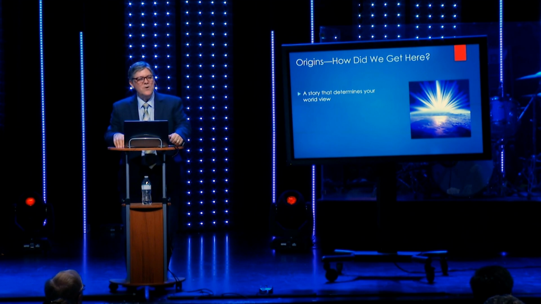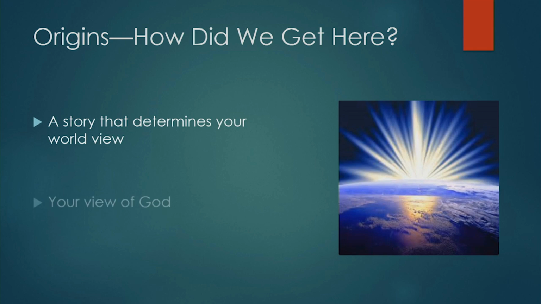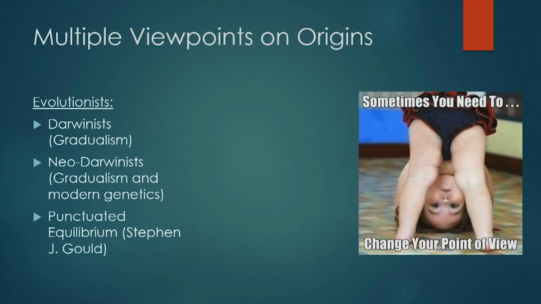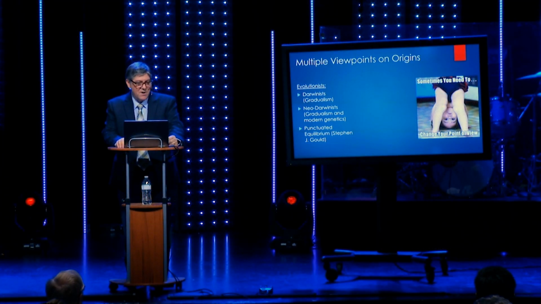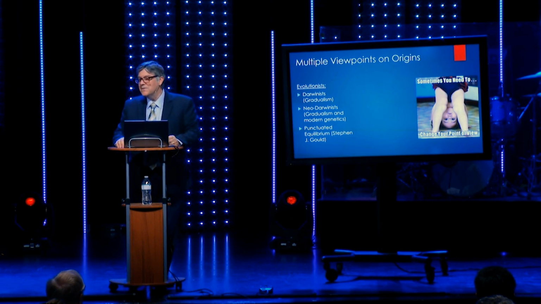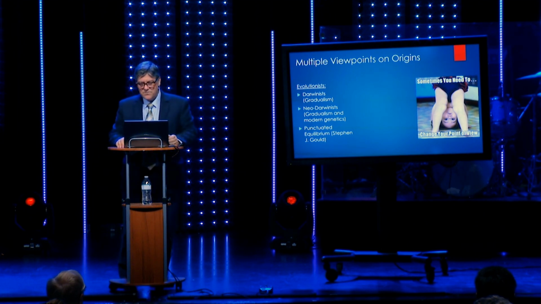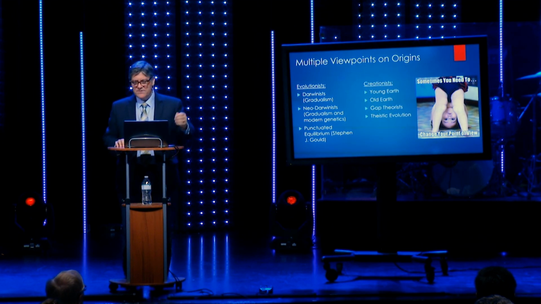So, the question of origins, which is a question of how did we get here? It's a story that determines your worldview, your view of God, and your view of Scripture. And there are multiple viewpoints on origins. For instance, among evolutionists, you have Darwinists, which are pure gradualism. There's not many in that camp anymore. Most have moved to become what's called neo-Darwinists, which is gradualism and modern genetics. And then there's punctuated equilibrium, which was popularized by the late Stephen Jay Gould, who was a paleontologist at Harvard, and we'll talk about him in a minute. And then among the creationists, you have young Earth, old Earth, gap theorists, and theistic evolution.